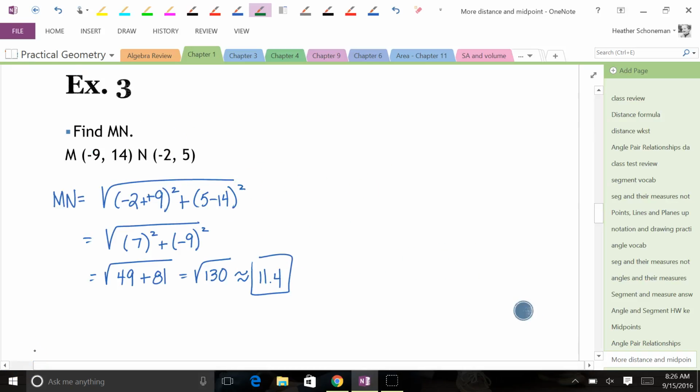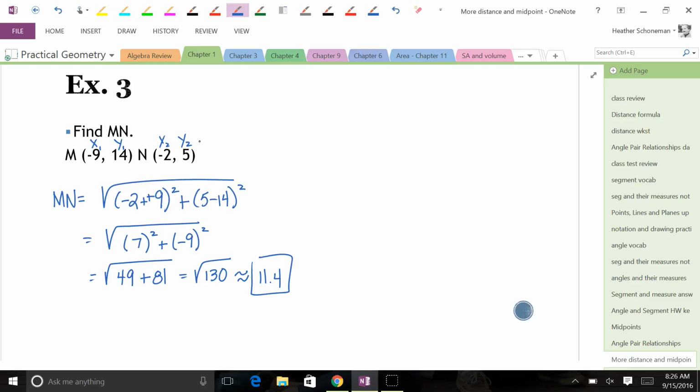Okay, check your answers. You get 11.4. Now, I didn't mark it on here, but this is x1, y1, x2, y2, right? And anytime we have minus a negative over here, you get plus a positive, right? So that negative 2 minus a negative 9 becomes plus a positive. We got it? Okay, let's flip over to the back.